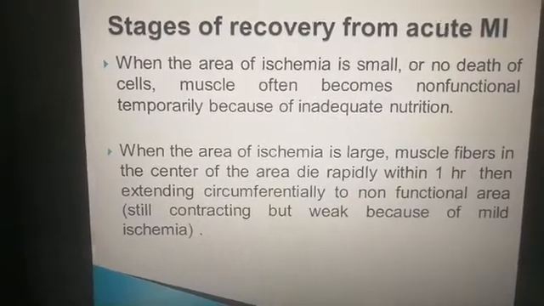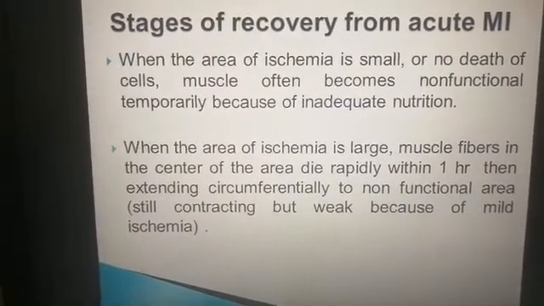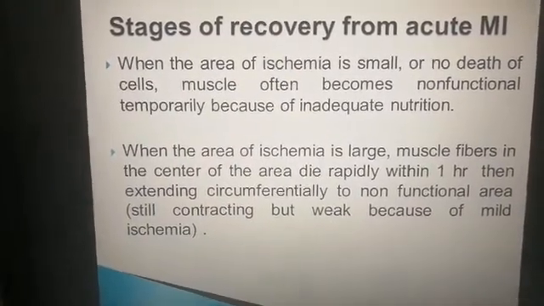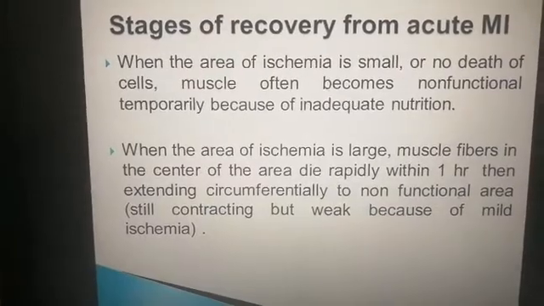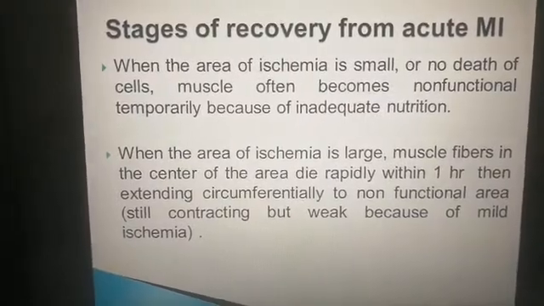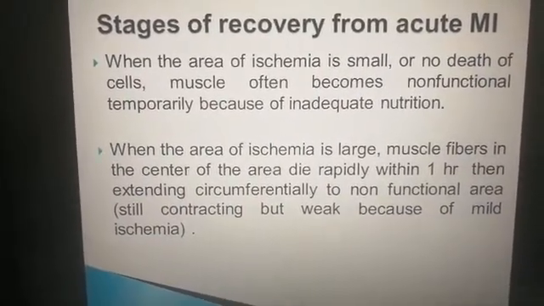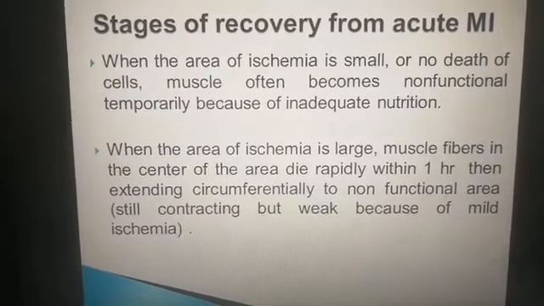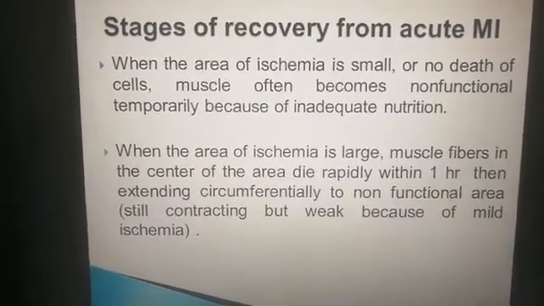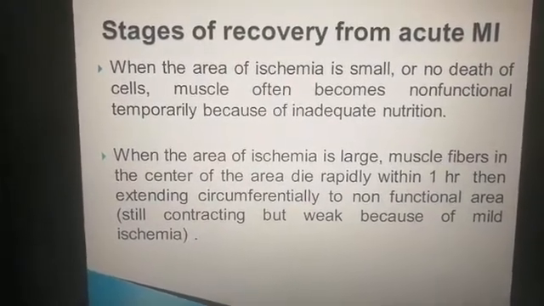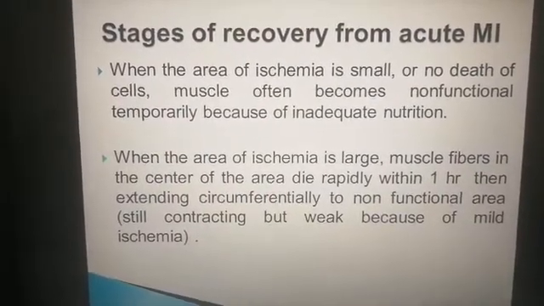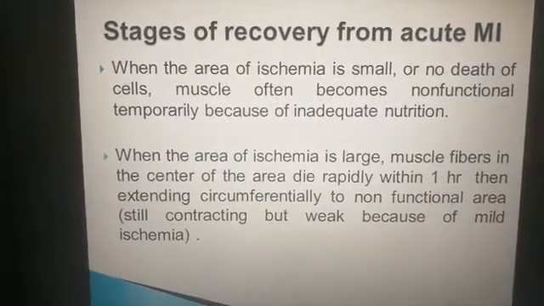And the stages of recovery from acute MI: when the area of ischemia is small or there is no death of cells, muscle often becomes non-functional temporarily because of inadequate nutrition. When the area of ischemia is large, muscle fibers in the center of the area die rapidly within 1 hour, then extending circumferentially to the non-functional area. The extent of recovery depends on the area of ischemia. If the area of ischemia is small, recovery will occur very soon, and if it is large, it takes time.